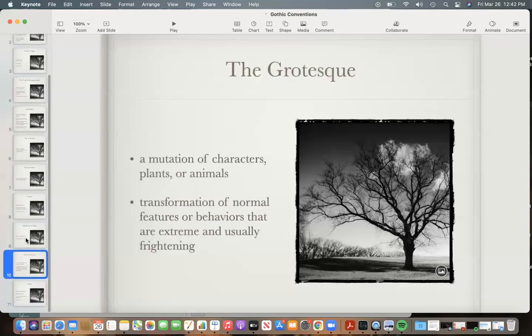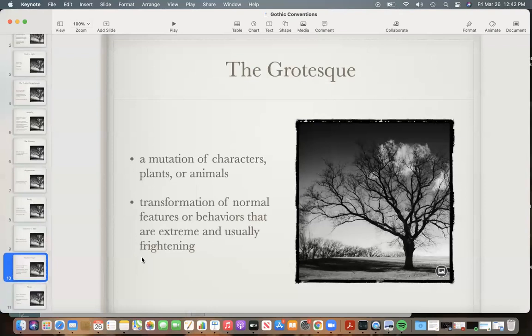The grotesque is a fun one, and definitely applicable to Frankenstein, because the monster is definitely an example of the grotesque. That would be like a mutation of characters, plants, or animals, or a transformation of normal features or behaviors that are extreme and usually frightening. Physically, he is definitely an example of the grotesque, because he is cobbled together from these parts of dead people and is very terrifying to look at. Sometimes it doesn't always have to be necessarily a physical thing, but it often is.